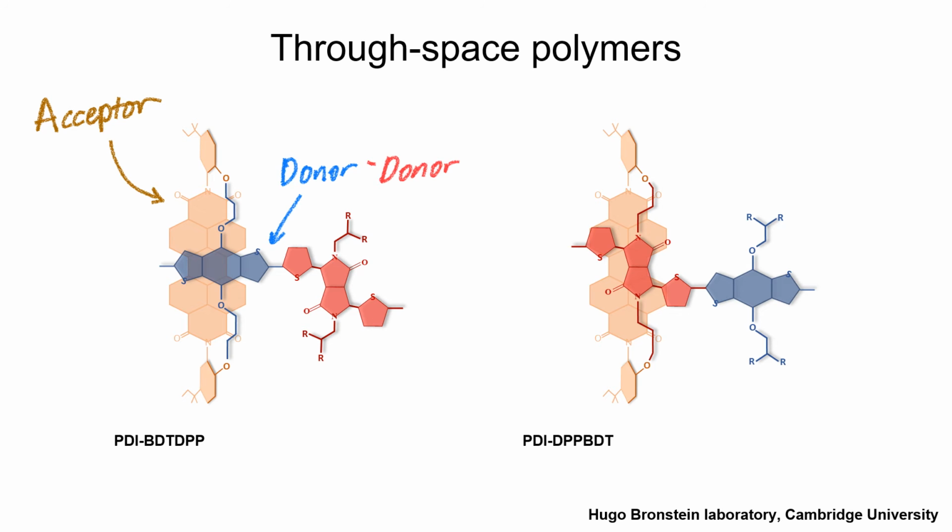Through-space polymers are designed to have donor molecules covalently bonded to acceptor molecules. By doing so, we can control the number of charge transfer states that are being generated. This is unlike bulk heterojunction cells, where their interfaces are formed through phase separation, which is based on the system's desire to minimize free energy.